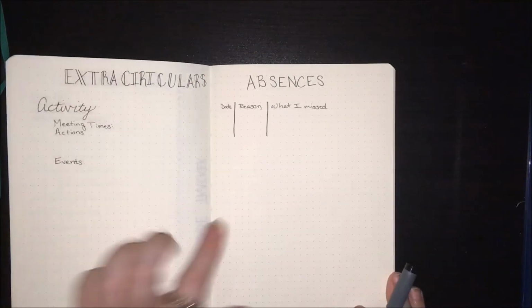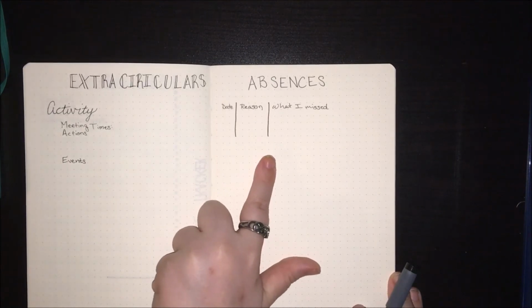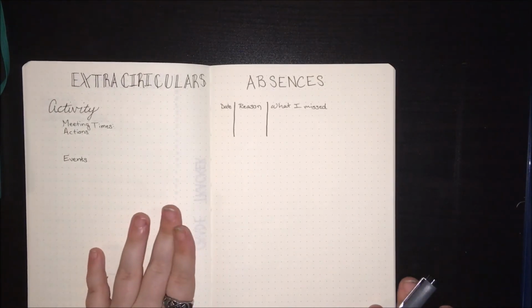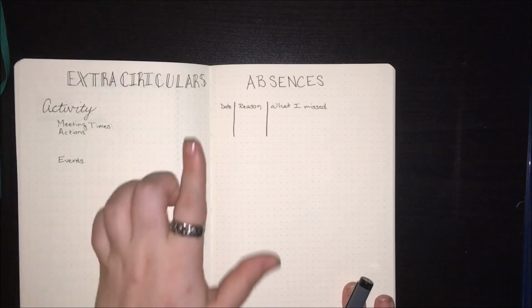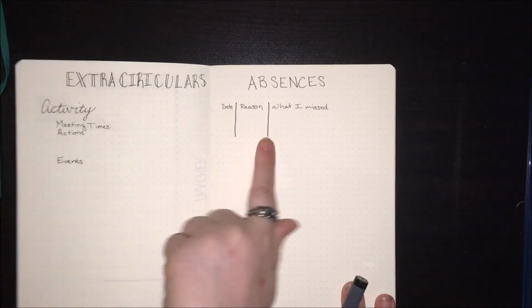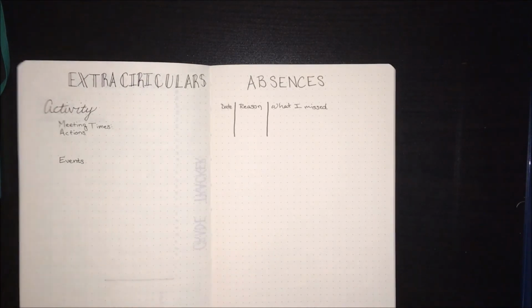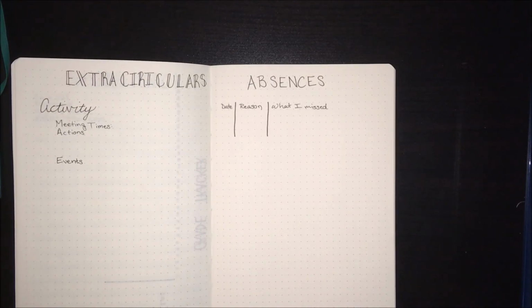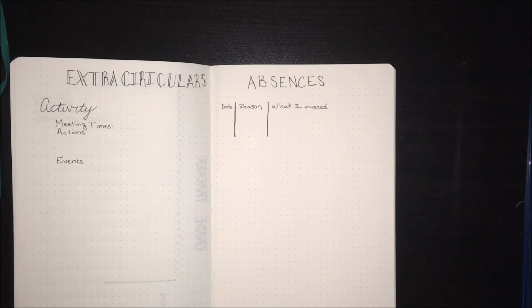First one, absence tracker. And pretty much the only thing you need to keep track of in terms of an absence tracker: what day you were absent, why were you absent, and what did you miss. So this way you can learn what you need to catch up on, you know whether or not your absence is excused, and just keep on top of your work, which I know is really hard to do when things happen.